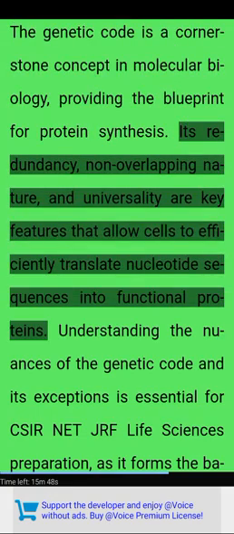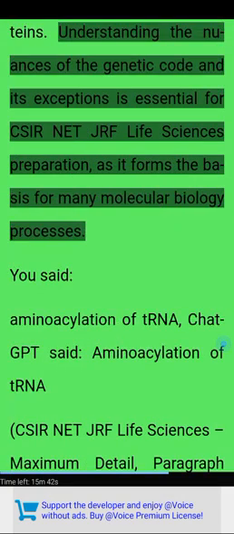Its redundancy, non-overlapping nature, and universality are key features that allow cells to efficiently translate nucleotide sequences into functional proteins. Understanding the nuances of the genetic code and its exceptions is essential for CSIR NET JRF Life Sciences preparation, as it forms the basis for many molecular biology processes.